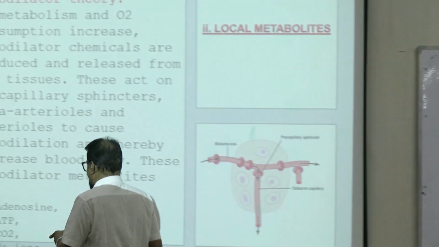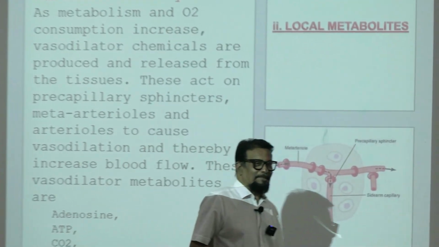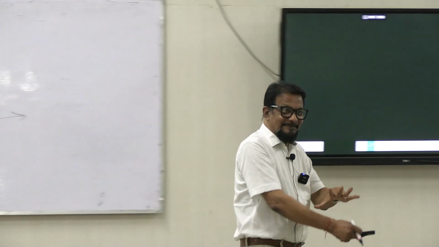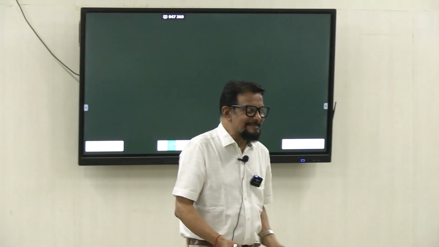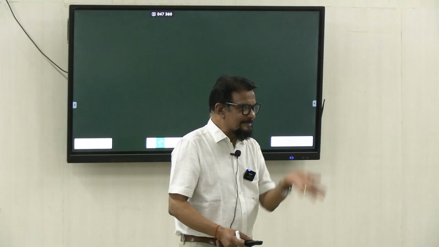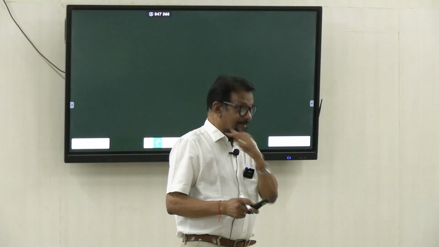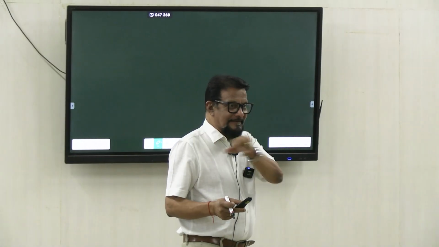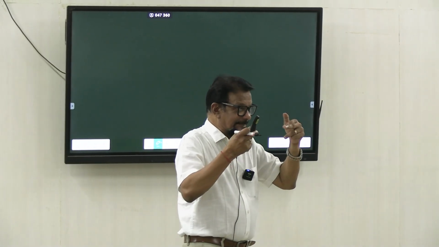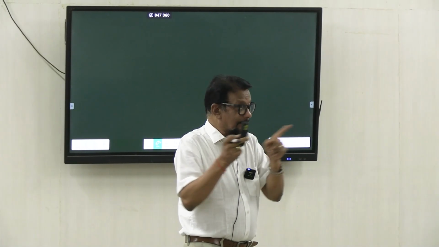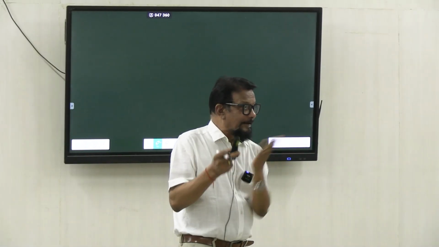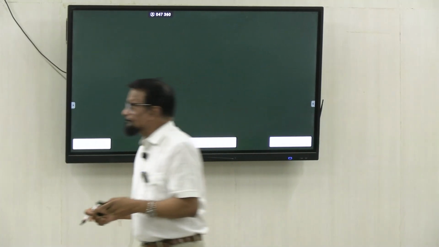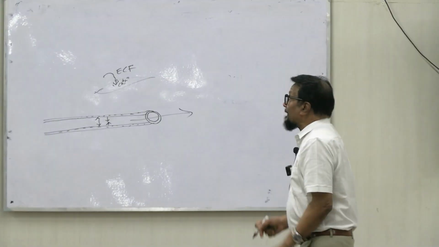What are these? Histamines. In allergic reactions, what happens? You have seen histamines released, and there is swelling. Why swelling? There is an increase in blood flow. The blood vessels are dilated, and the gaps between the endothelial cells become wider. So more fluid will be entering, so there will be swelling and inflammation. So these are the mechanisms.